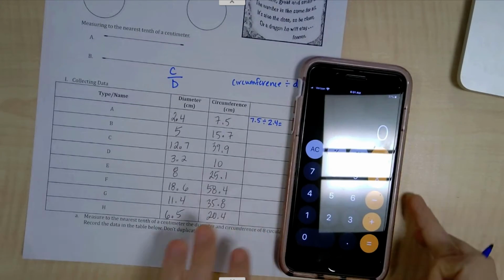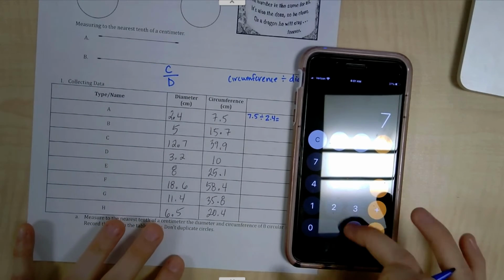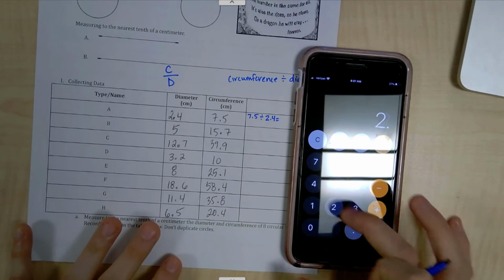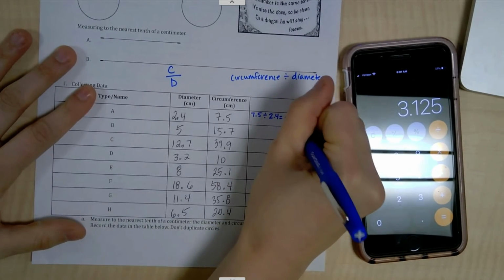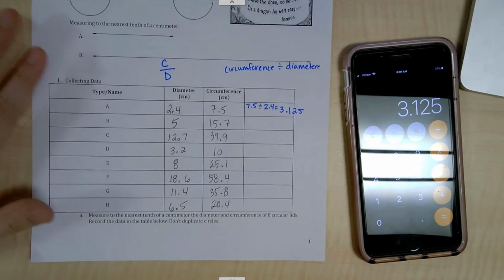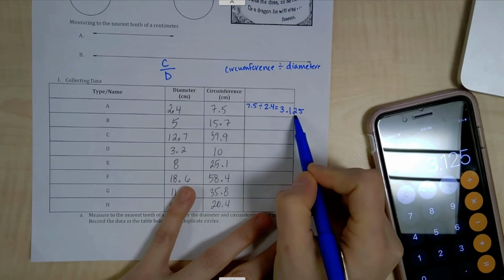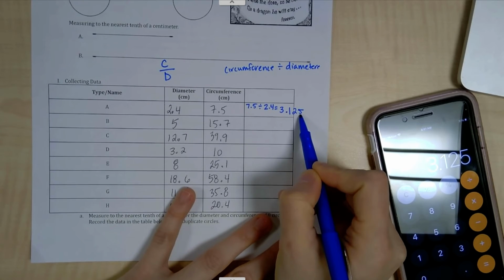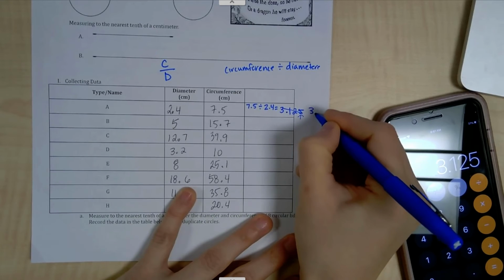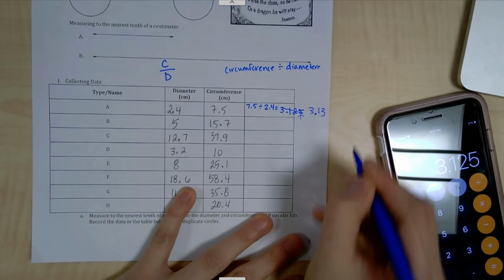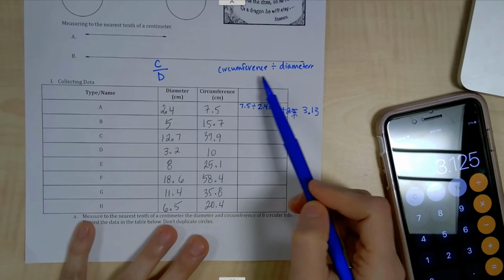So if I'm dividing that out, sorry about the glare, 7.5 divided by 2.4 is 3.125. But it says that I need to round it to the hundredths place. So tenths, hundredths, and so this 5 rounds up, so my answer is actually 3.13 because I'd have to round it up. So again, I'm doing circumference divided by diameter.